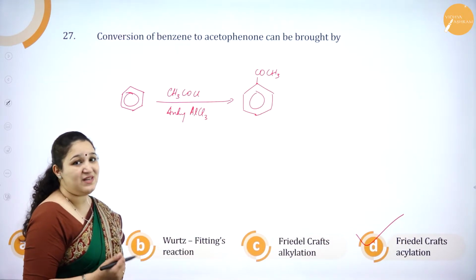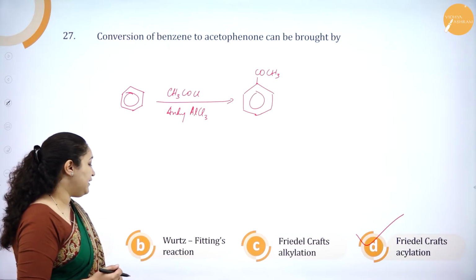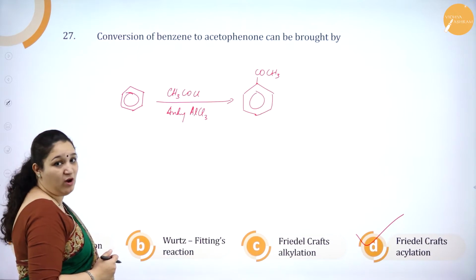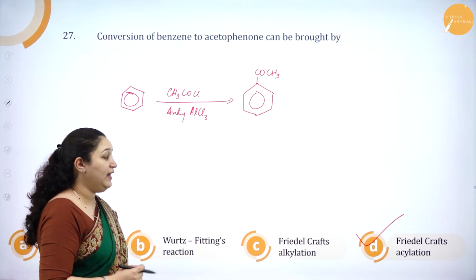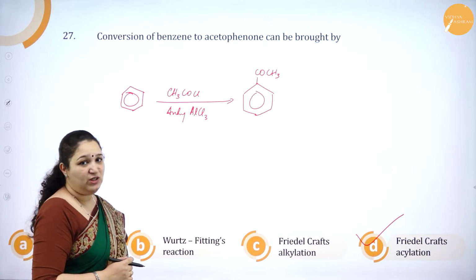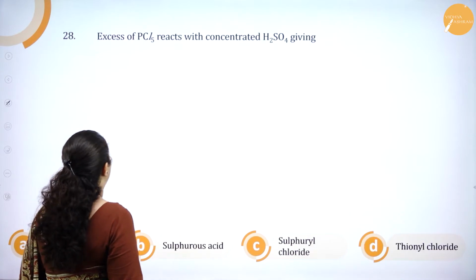Alkylation means only a CH3 group will get added and you will get toluene. And the Wurtz-Fittig reaction cannot happen on benzene, isn't it? Wurtz reaction also cannot happen. So it should be the Friedel-Crafts acylation reaction. So we'll see the next question now.